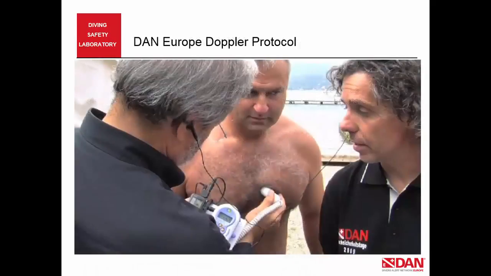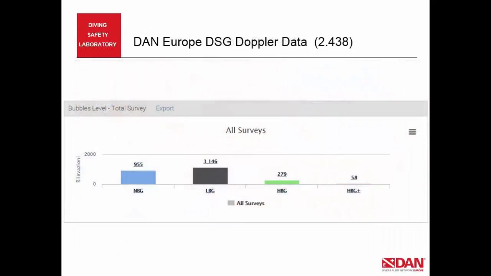DAN Europe's Doppler protocol makes provision for recording of precordial Doppler. This is a typical example of the outcome of research conducted by means of this protocol. This slide shows that out of 2,438 samples of post-dive Doppler recordings, the vast majority had either no bubbles or low bubble grades.